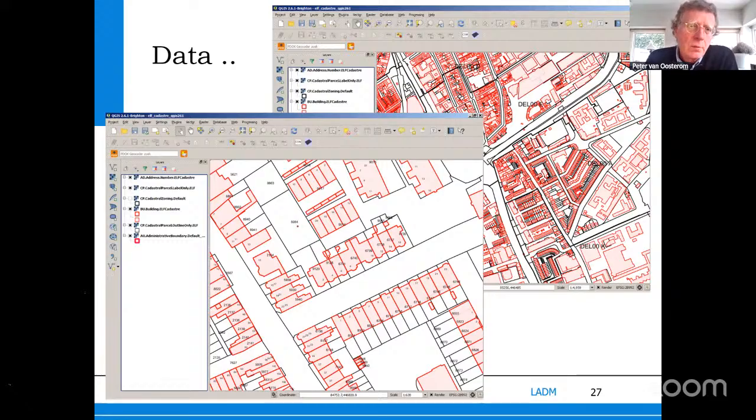Actually, the building itself is topographic information, or in the Netherlands, another base register called the BAG. But in 99% of the cases, the buildings are shown together with the cadastral parcel boundaries.